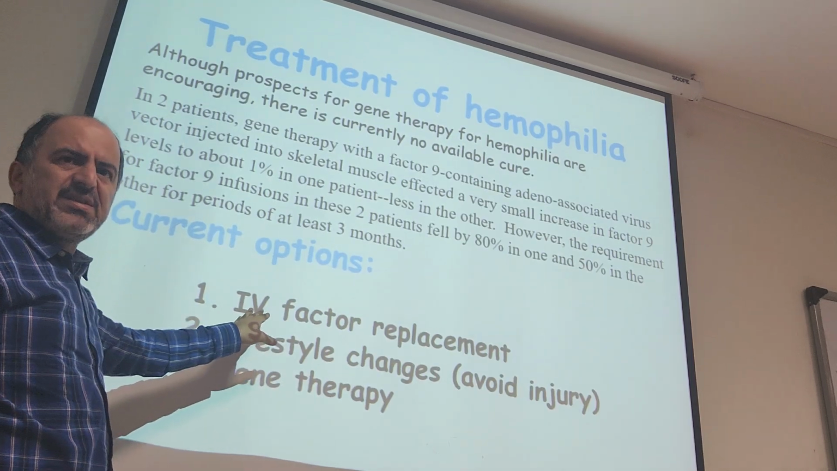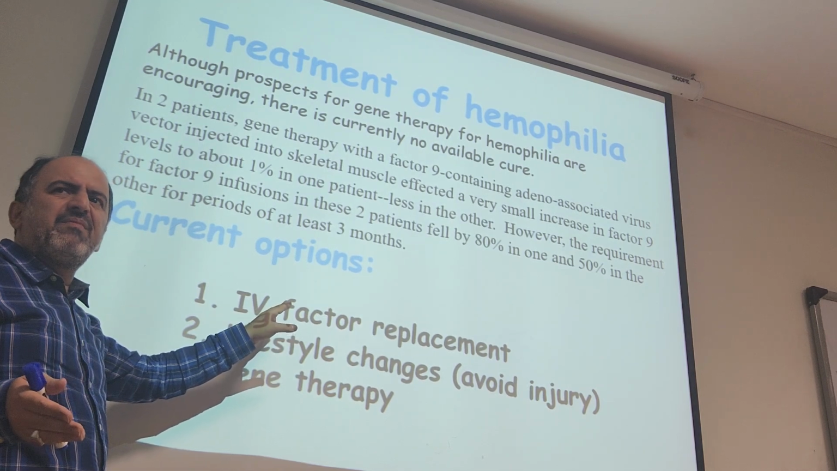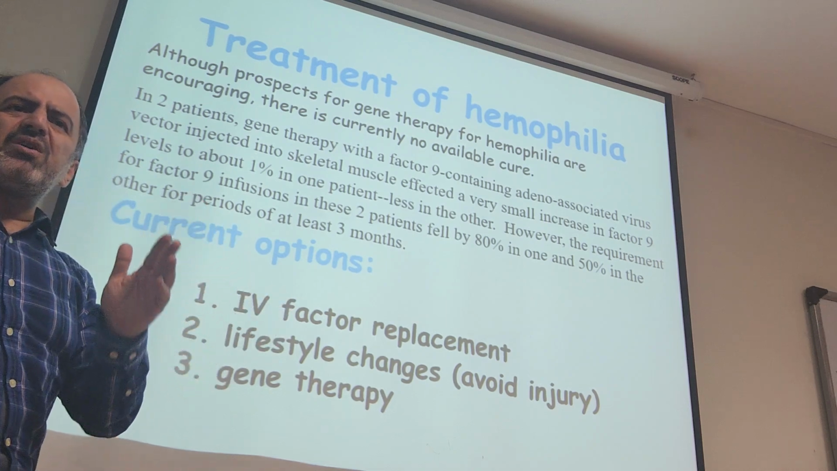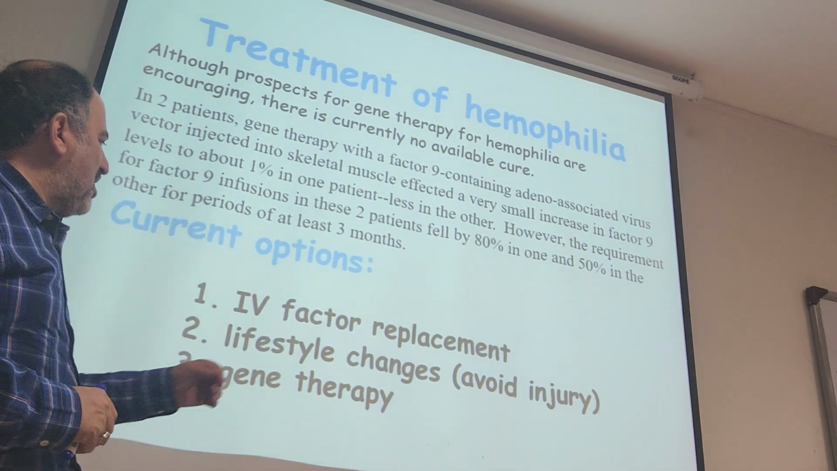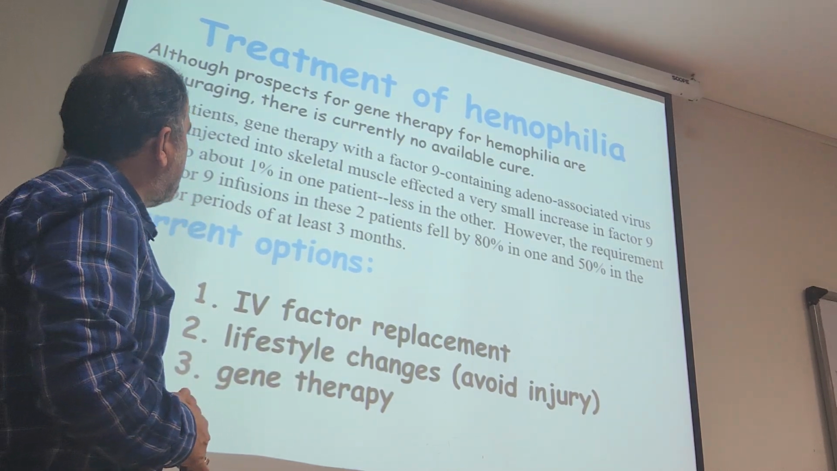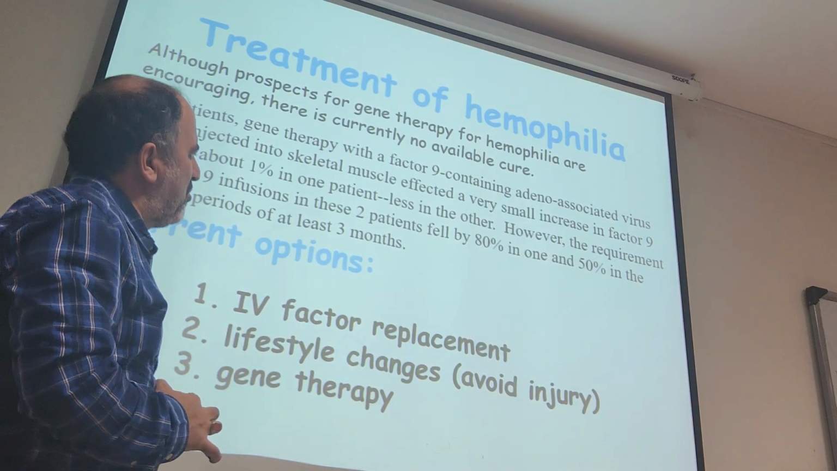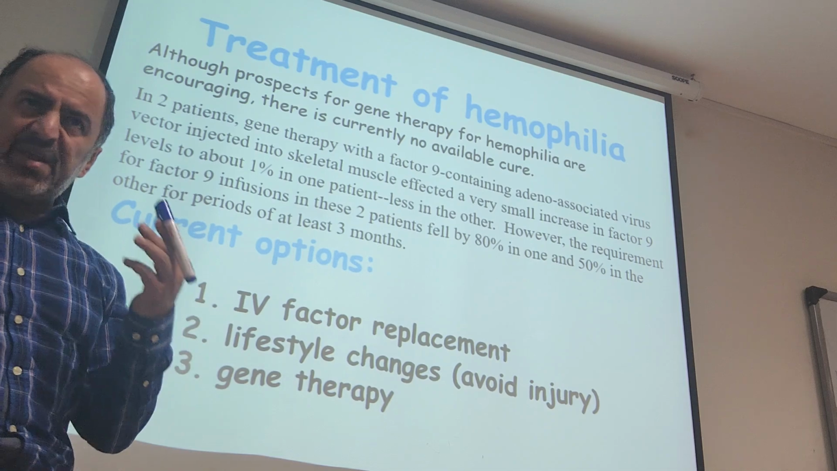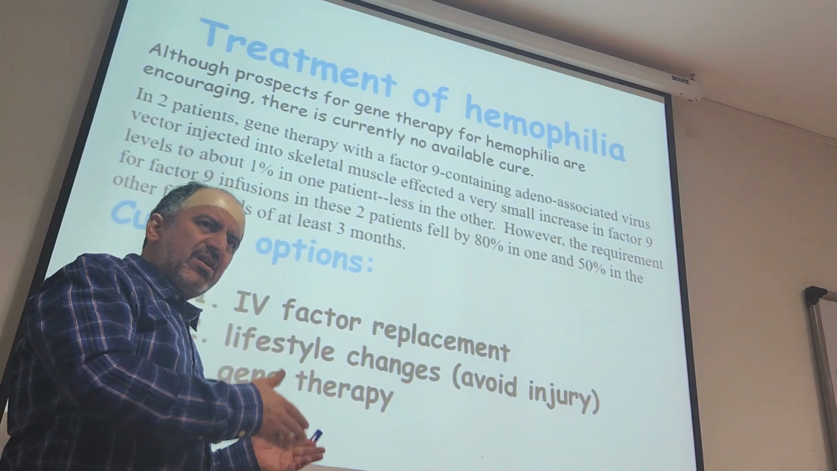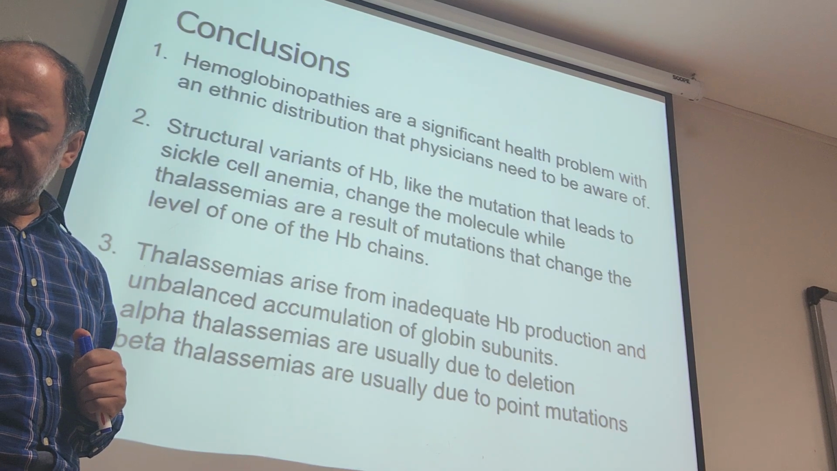It would be IV. There is no intradermal, or maybe eating factor 8 tablets, there is nothing. It is liquid and should be given IV. Lifestyle change, avoid injury, and hopefully in the future there would be gene therapy. There are some promising ways, but it needs much more time to go further in this regard. And I told you, if there is surgery or a car accident, we have to give factor 8 to be careful of bleeding in that emergency situation.